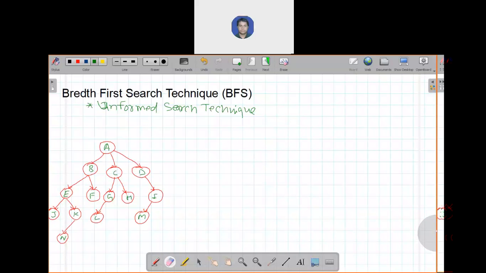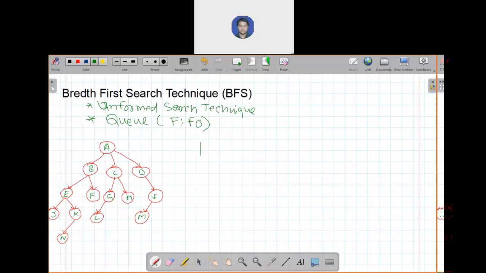The next point is that it uses a queue. A queue follows one principle: what comes first goes out first, meaning FIFO, first in, first out. So let's see how the BFS, breadth first search technique, works.